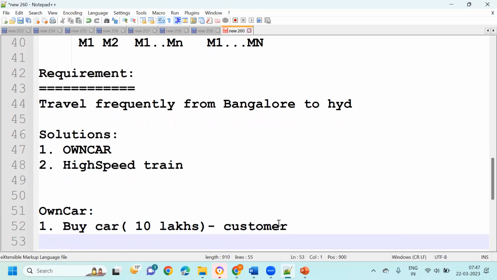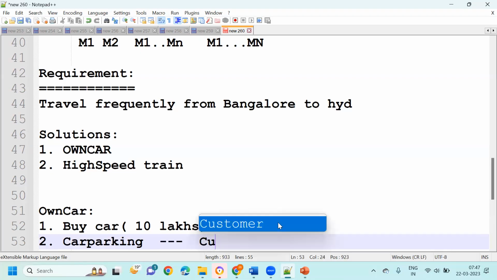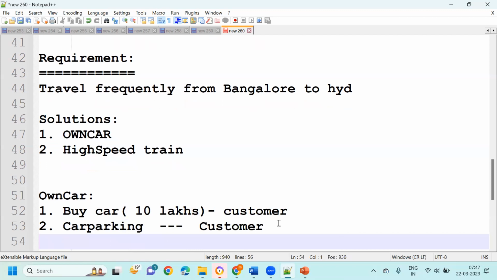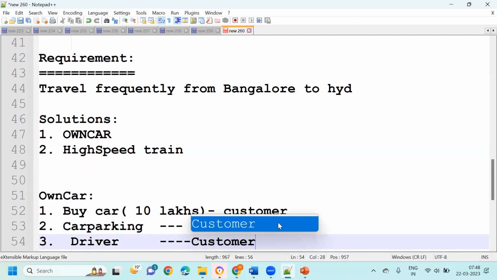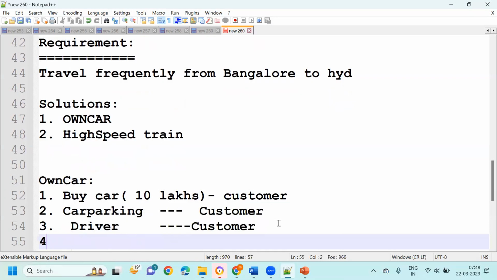Once you buy a car, what is the next step? Who is going to provide the infrastructure part, nothing but car parking? Who will take care of this car parking? Again, customer itself, correct? This is the extra cost again. Who is going to provide the driver? Again, customer itself.